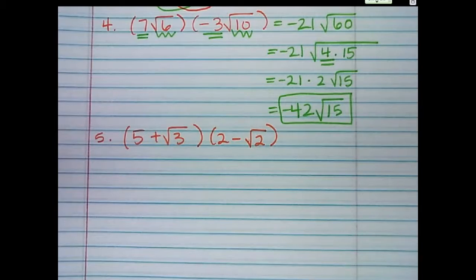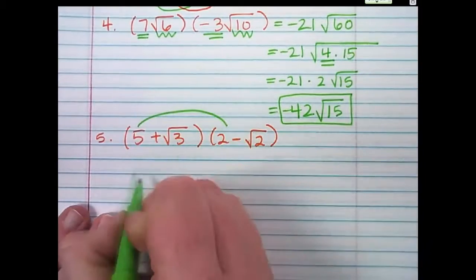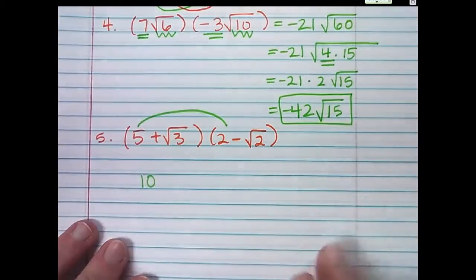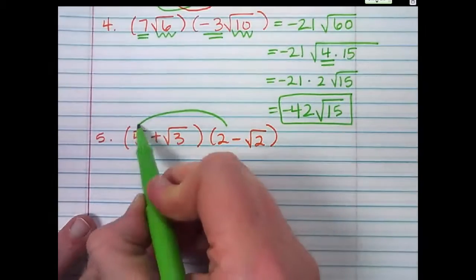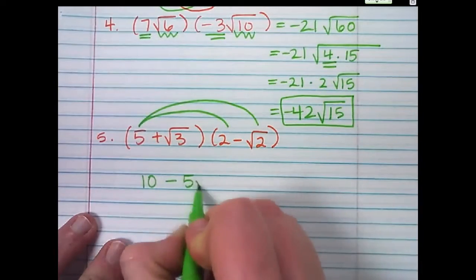So you have two binomials. How do you multiply binomials? FOIL or distribute. So go ahead and do that on that one. So multiply 5 to the 2, which is 10. And then 5 to negative square root 2. So negative 5 square root 2.